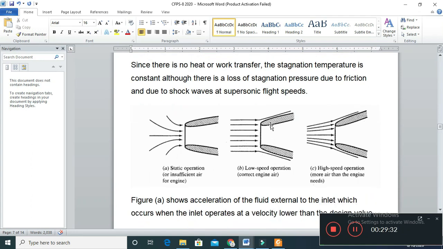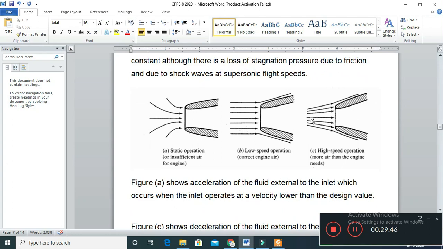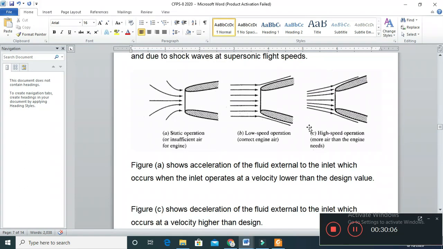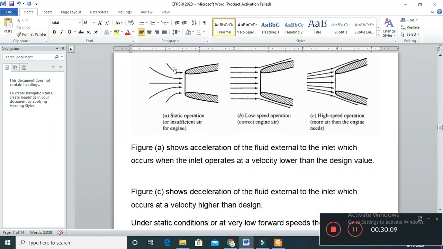When the airplane is moving, the fluid will enter with a sufficient speed and it will not require any major change in the flow velocity before reaching the compressor. This is another flow pattern, when the airplane is moving with high velocity, and this high velocity is undesirable for the compressor, so we have to reduce the speed, and the reduction in speed results in a diverging flow pattern. So this involves acceleration of the flow, and this involves deceleration of the flow.